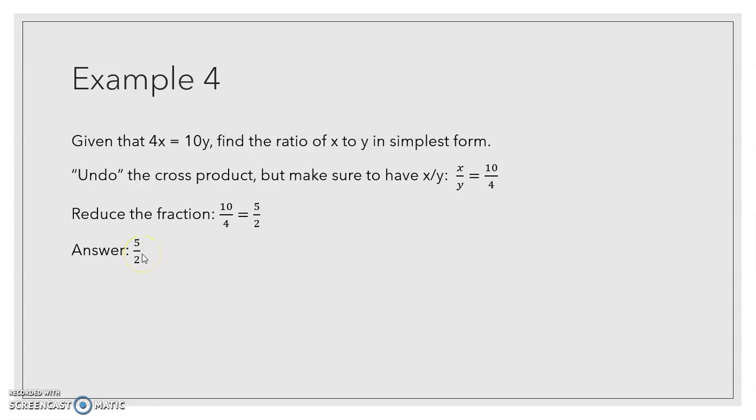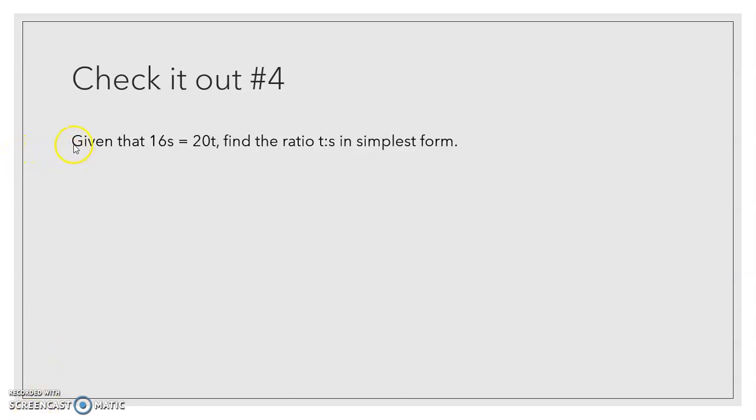Okay, so you get to try it next in a check it out question. Check it out, question number 4 goes on your Google Doc. It says, given that 16s equals 20t, find the ratio of t to s in simplest form. Okay, so this is going to work the same exact way as example 4. So try it out, pause this video, and then come back for example 5.